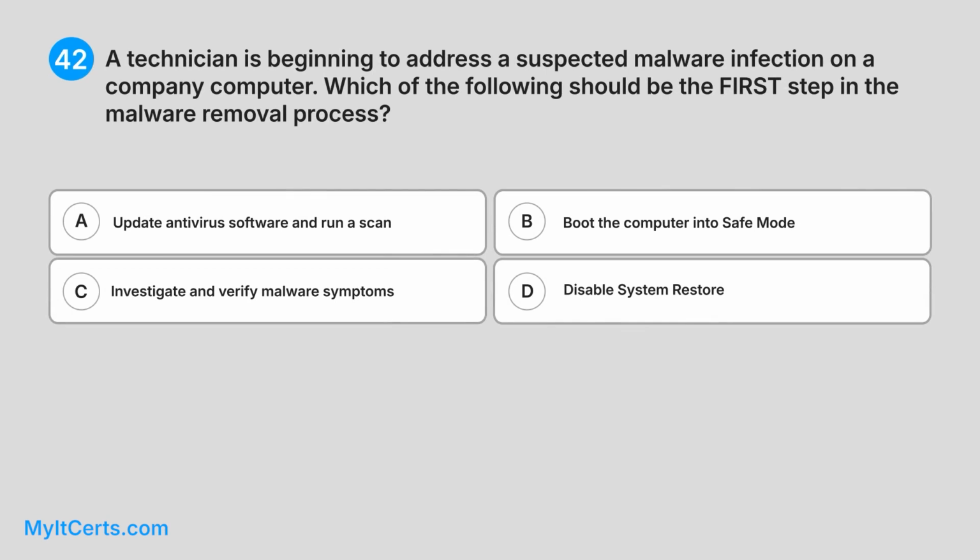42. A technician is beginning to address a suspected malware infection on a company computer. Which of the following should be the first step in the malware removal process? A. Update antivirus software and run a scan. B. Boot the computer into safe mode. C. Investigate and verify malware symptoms. D. Disable system restore.